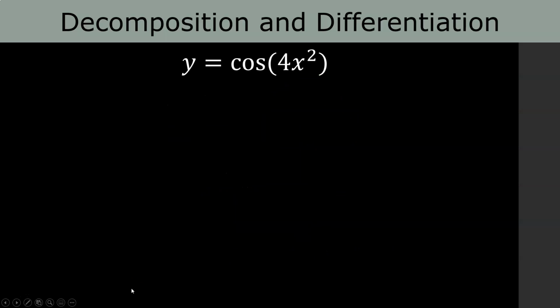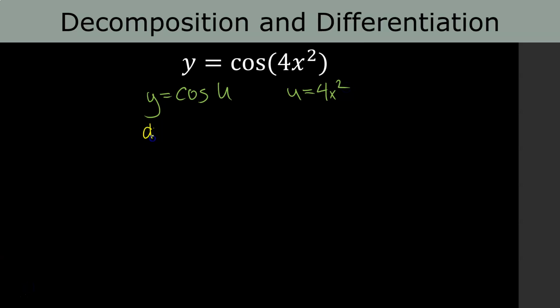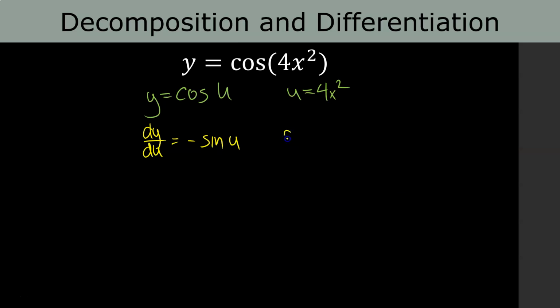What about here? So the derivative of, let's rewrite this. So we have y is cosine of something, and that something is 4x squared. The derivative of cosine of something is negative sine of that same something. Our something is 4x squared, which has a rate of change of 8x. Let's go ahead and combine those.